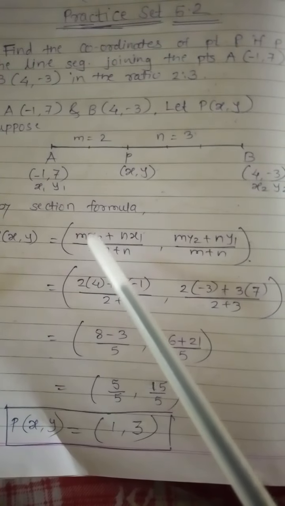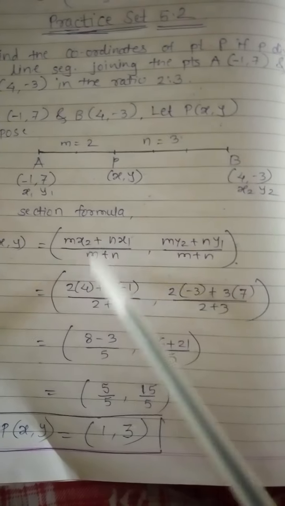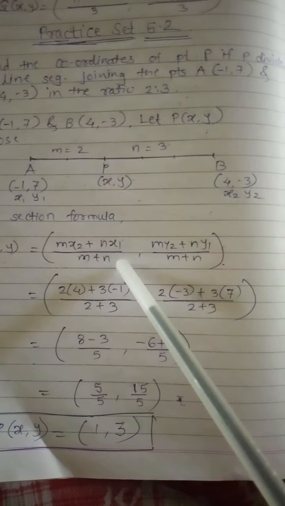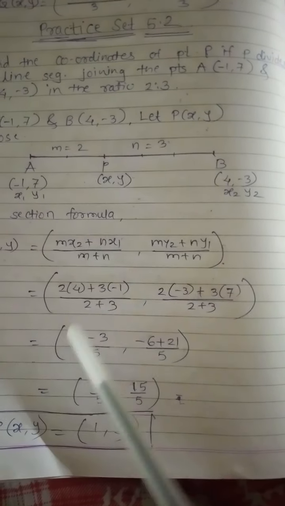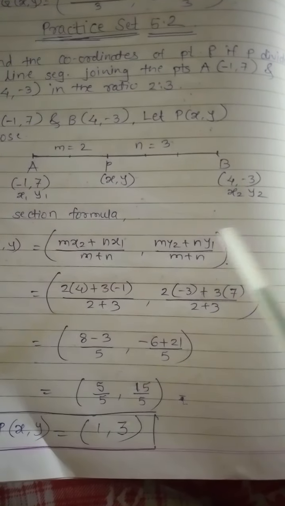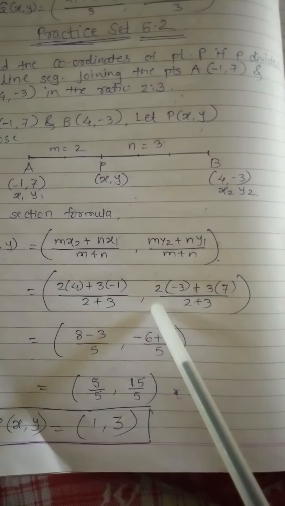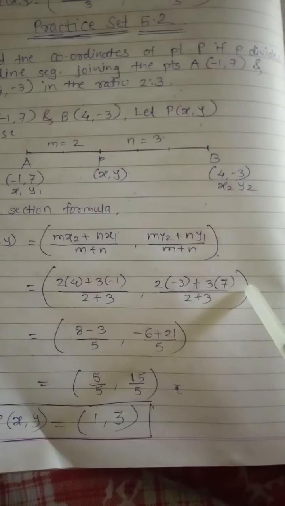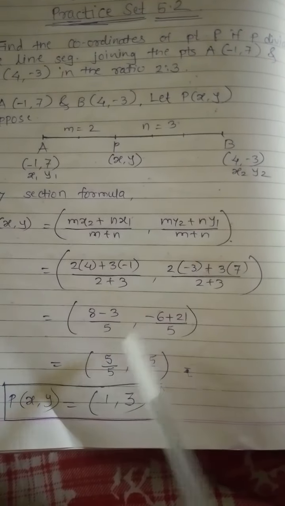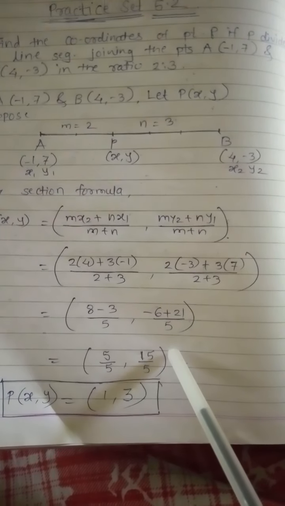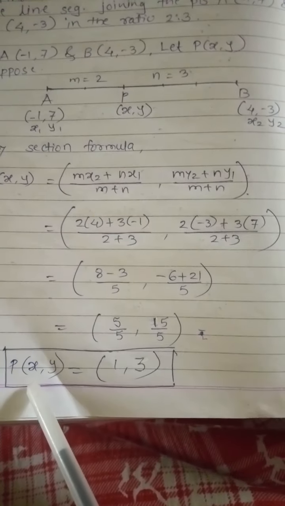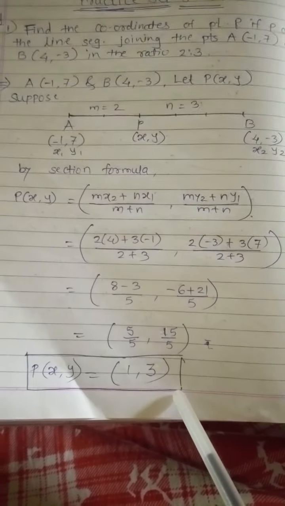The value of m is 2, so 2 into x2, which is 4, plus n, that is 3, into x1, which is -1, upon m plus n, that is 2 plus 3. Similarly, for y we put the values: 2 into (-3) plus 3 into 7, upon 2 plus 3. Solving this we get (8 - 3) upon 5 and (-6 + 21) upon 5, so 5 upon 5 and 15 upon 5. Finally we get the answer P(x, y) = (1, 3).